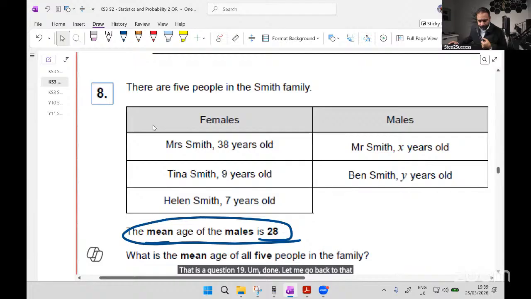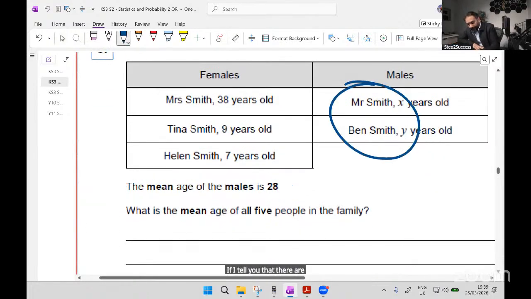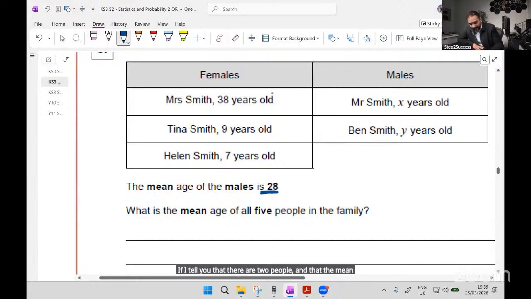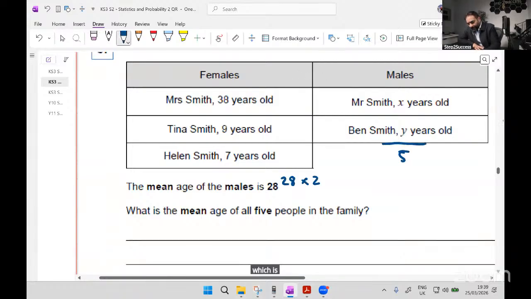So, if I tell you that there are 2 people and the mean is 28, then you know that their ages add up to 28 times 2, which is 56.